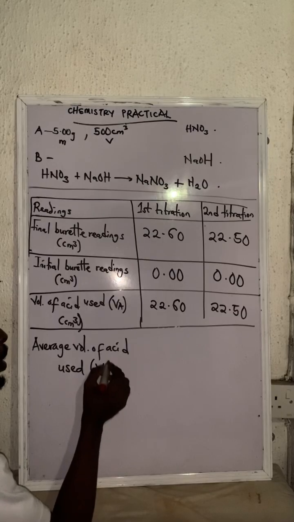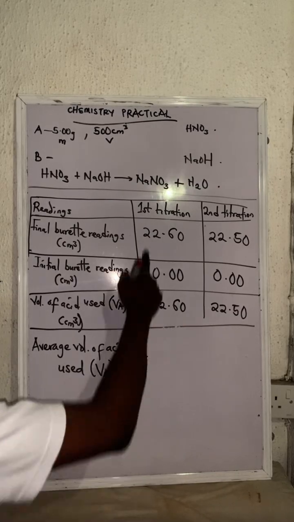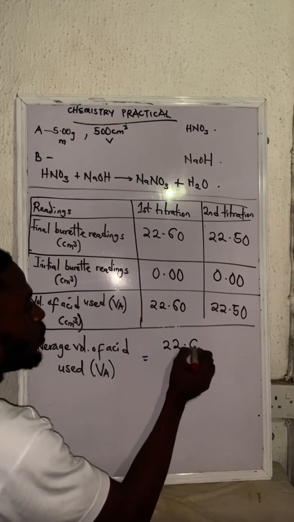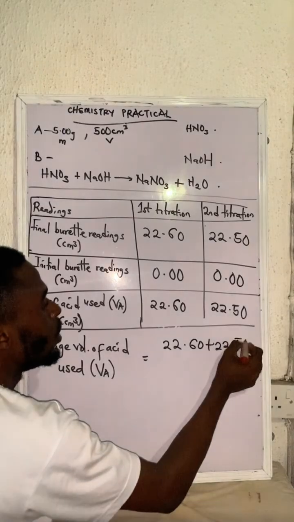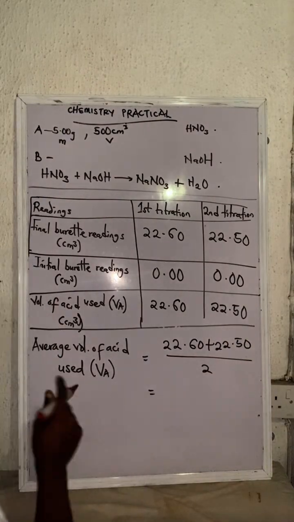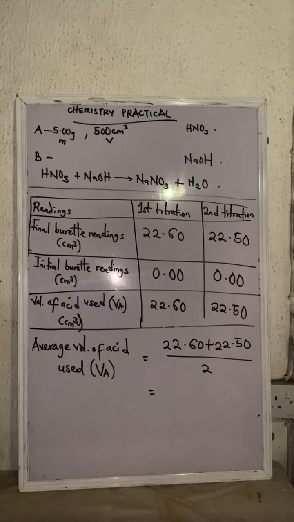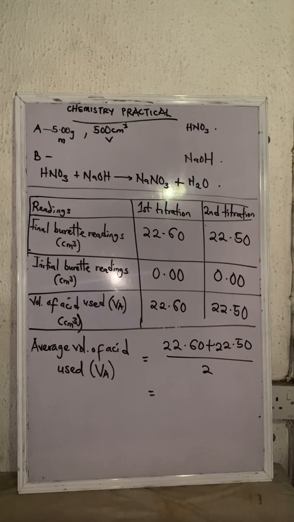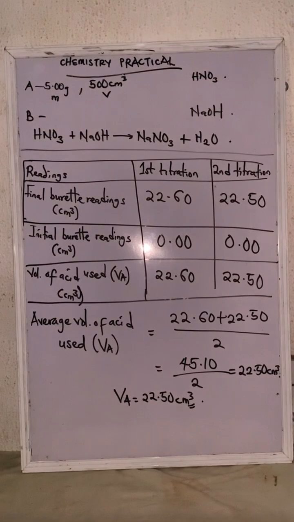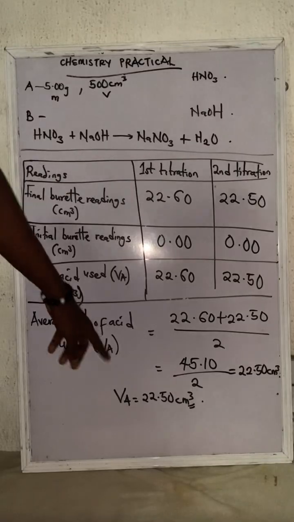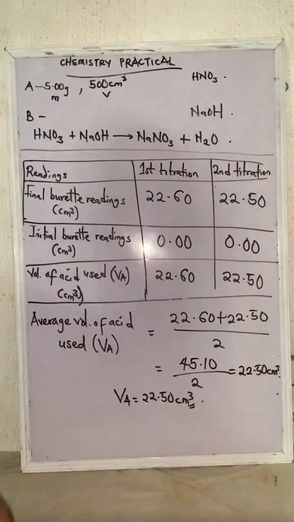After putting this, they say I should find the average volume of acid used, in brackets VA. To get that, I have to add these two together, first and second, which is 22.60 plus 22.50 divided by 2. So now you can see the volume of acid has been gotten as 22.5.